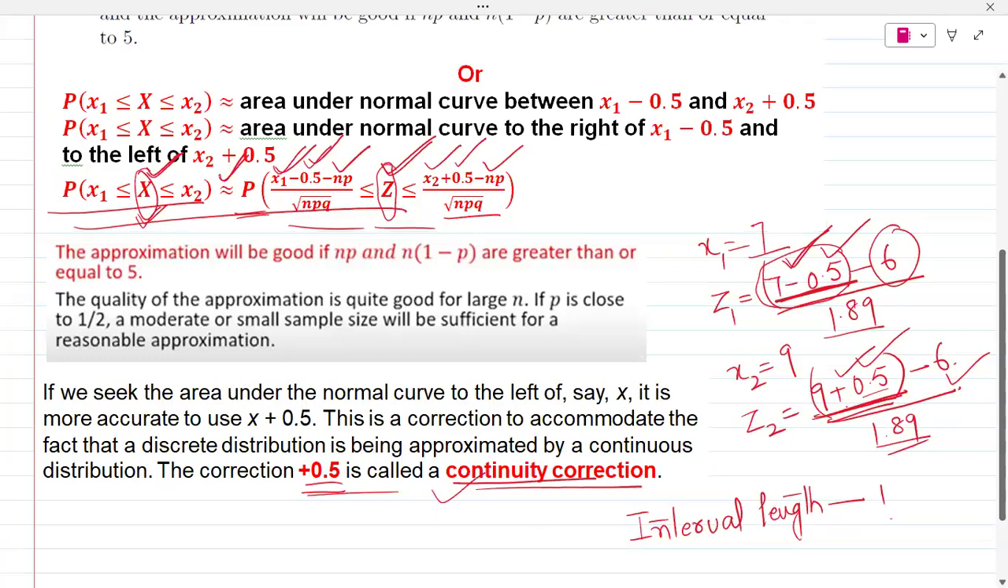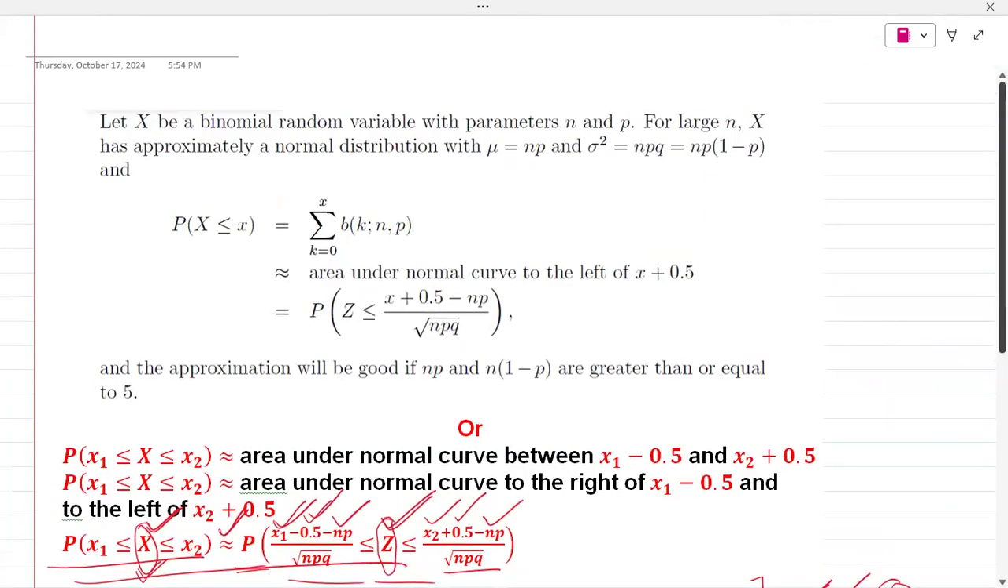Now, if you see in your textbook, the result is given in this form. Actually, it is given only for x less than or equal to x, but I have stated it in this form. You can see here, both are the same. You can understand this one and this one.